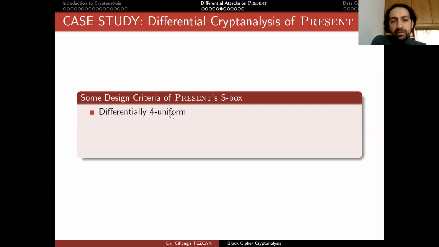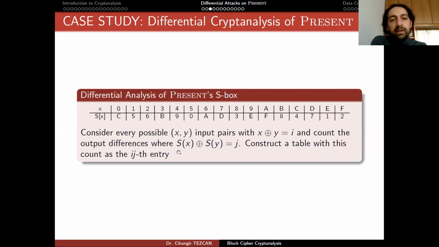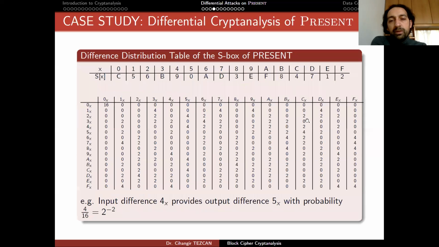So designers chose it like that. And PRESENT has no fixed point. This means that you don't have any x which will give you x equals S(x). So if you go back to the table, as you can see, 0 doesn't go to 0 or 5 doesn't go to 5. So you cannot see any fixed points.